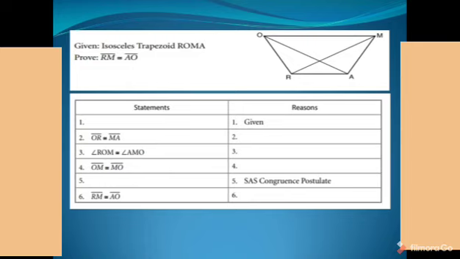So our first statement, of course, you have there isosceles trapezoid ROMA. That's given. So number 2 statement, you would have segment OR is congruent to segment MA. That is definition of an isosceles trapezoid. In that way, angle ROM is congruent to angle AMO. That's theorem number 2. Meaning, if you could still remember, base angles of an isosceles trapezoid are congruent.